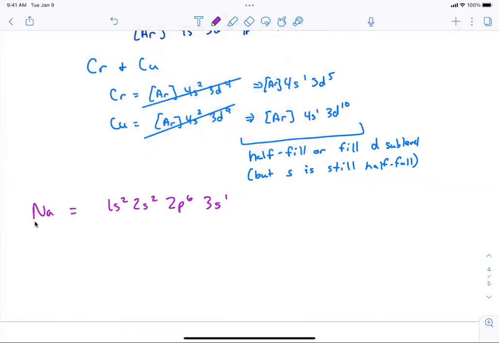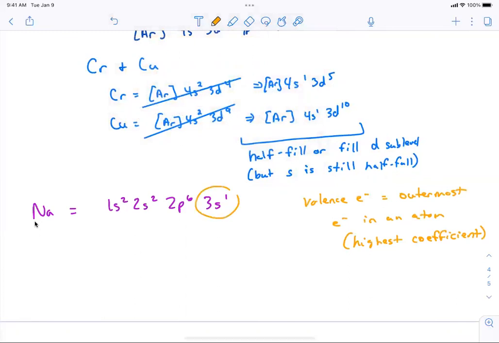Electron configuration tells you several different things. Namely, one of the things it tells you is valence electrons. Valence electrons are the outermost electrons in an atom, which means the highest coefficient. It doesn't always mean the last number. It just means the highest coefficient present. So for example, here, Na has 1 valence electron.